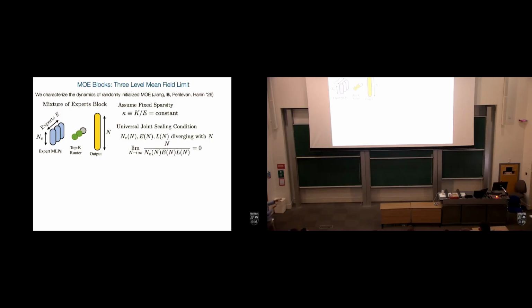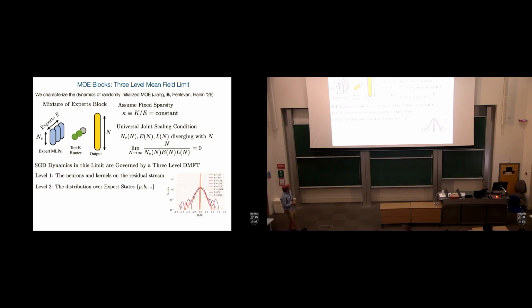Okay, so the claim is the following. I fix this kappa as a parameter. And then I can take a limit where the width, the size of each expert, the number of experts, and the depth converge jointly. So I want to look at that kind of joint limit. And the claim is that if I do that, there's a 3-level mean field theory. At level 1, it's the stuff I've talked about a lot already. This is the neurons and the kernels on the residual stream. So we already have a flavor of that.